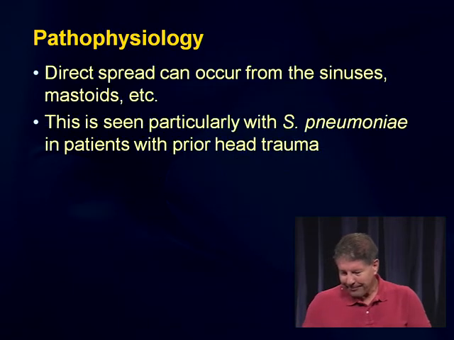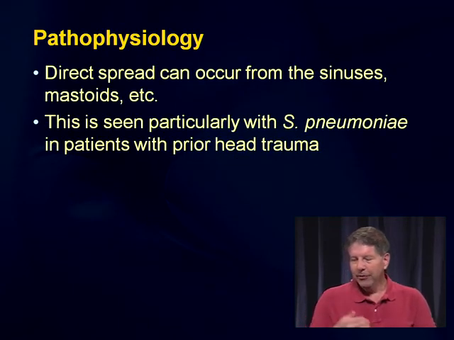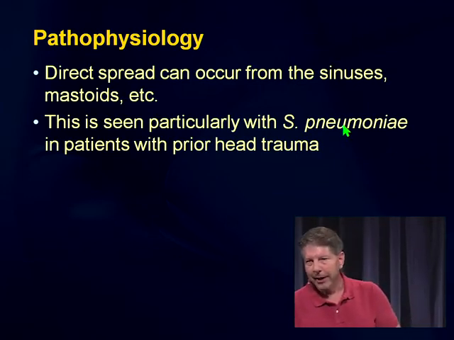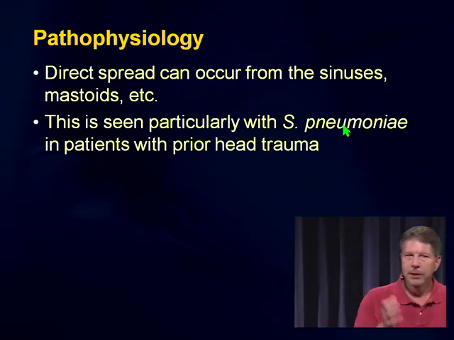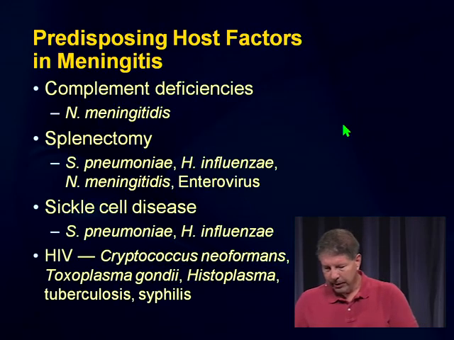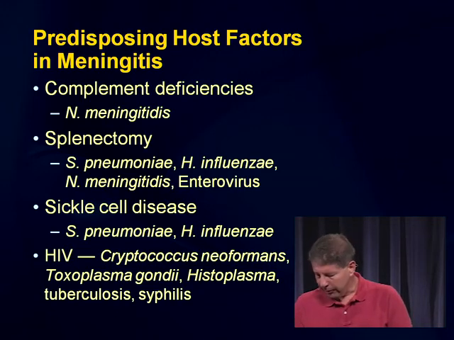All right. You can also get, if the kid has had some kind of trauma, particularly to the sinuses or the mastoid, direct spread. And if that occurs, it's almost always pneumococcus. They sometimes ask you about that. So if they've had some kind of trauma, and particularly they have recurrent infection, it is pneumococcus almost always. All right, remember complement with meningococcus, the spleen, the encapsulated organisms, sickle cell disease, the same thing, and HIV, you get the weird stuff.